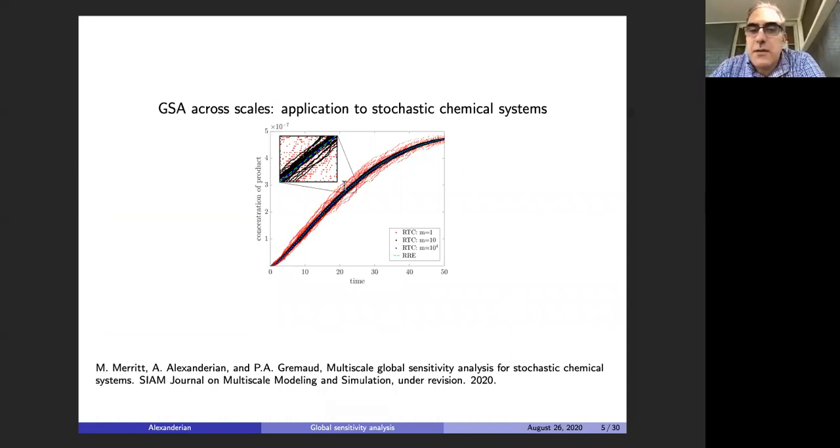All right, so the first topic is global sensitivity analysis across different scales, with application to stochastic chemical systems. This is joint work with Pierre Grimaud and Mike Merritt. In fact, Mike was the lead author on this article, which is under revision. You can find the preprint on arXiv.